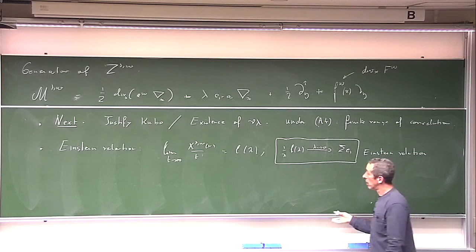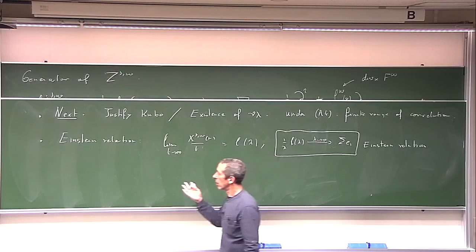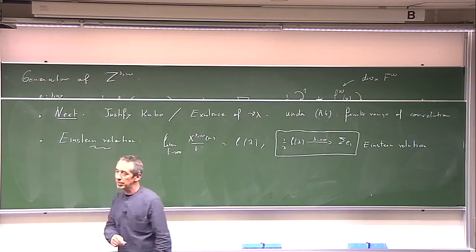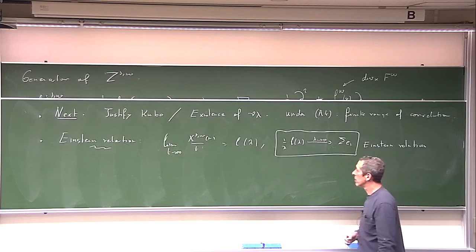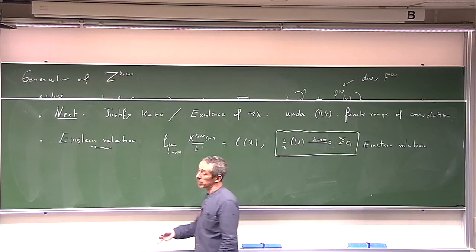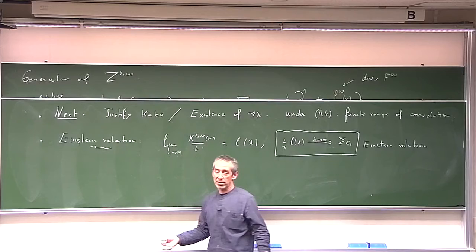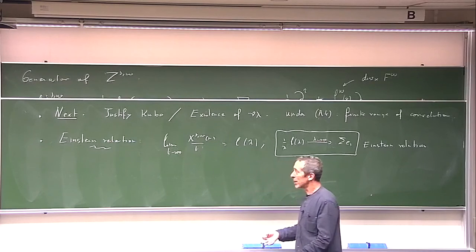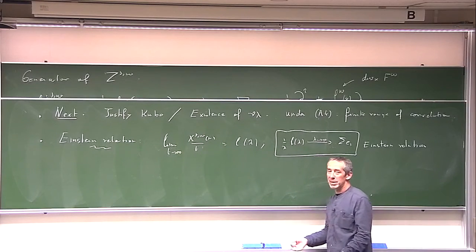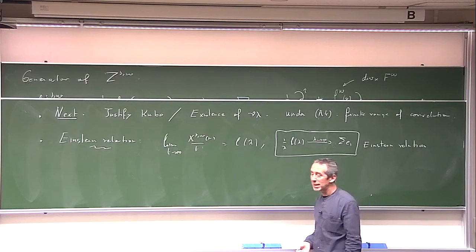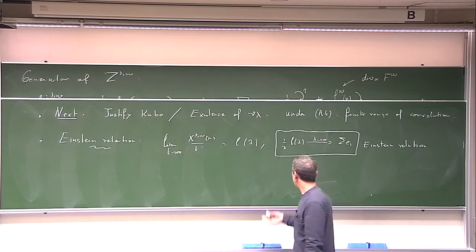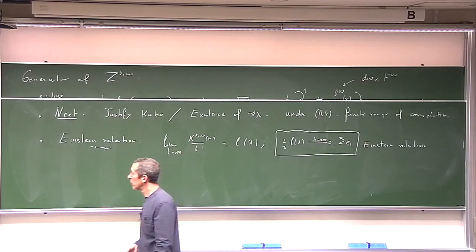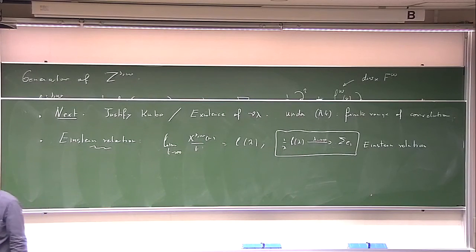Now, I think this is questionable. I mean, calling it the Einstein relation is a little bit questionable, but okay. This is what probabilists call this relation, so we could not really change the name. It should be called a Kubo relation or a Green-Kubo relation or something like this.